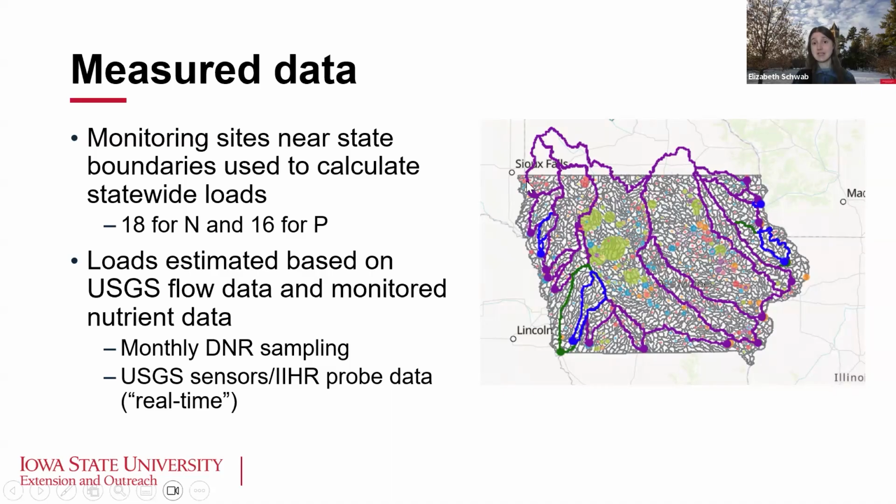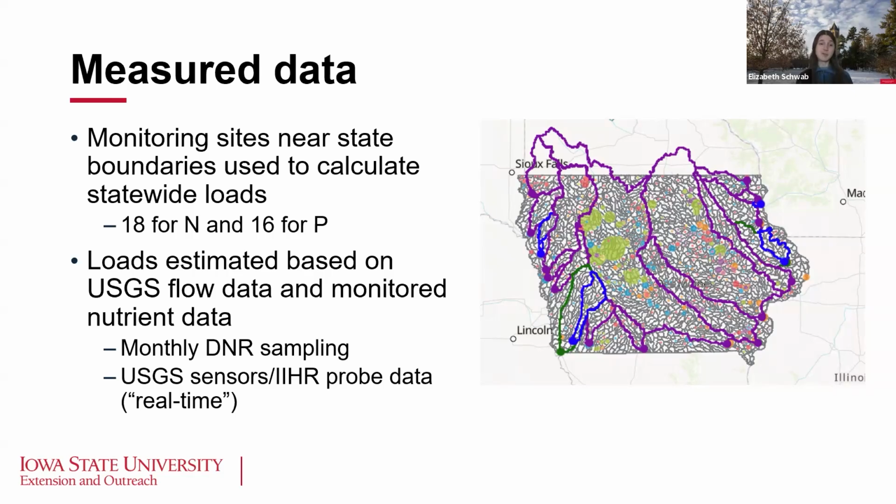And we can see these outlines here are the watershed boundaries draining to each of these monitoring locations. So nearly the entire state of Iowa is covered by these monitoring locations. Again, our partners are really helpful in doing this. The Iowa Department of Natural Resources does the statewide load calculations for nitrogen, and our colleagues at the University of Iowa do calculations for phosphorus.